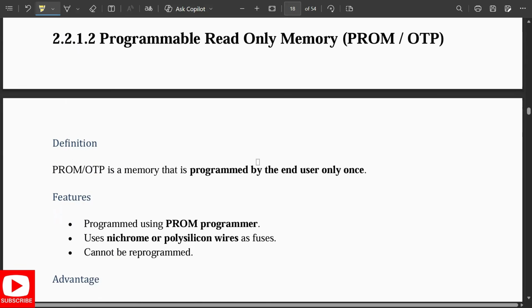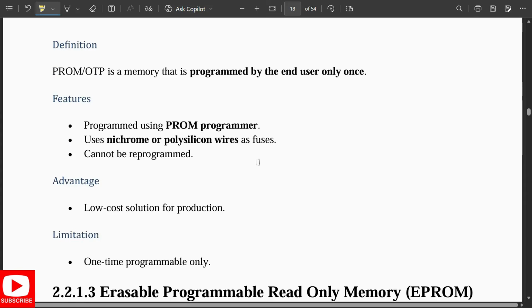Next comes the PROM, that is programmable ROM. So here it is programmed by the end user only once. So once you can alter it. Programmed using the PROM, programmable ROM programmer. So it uses nichrome or polysilicon wires as fuses, and this cannot be reprogrammed again.